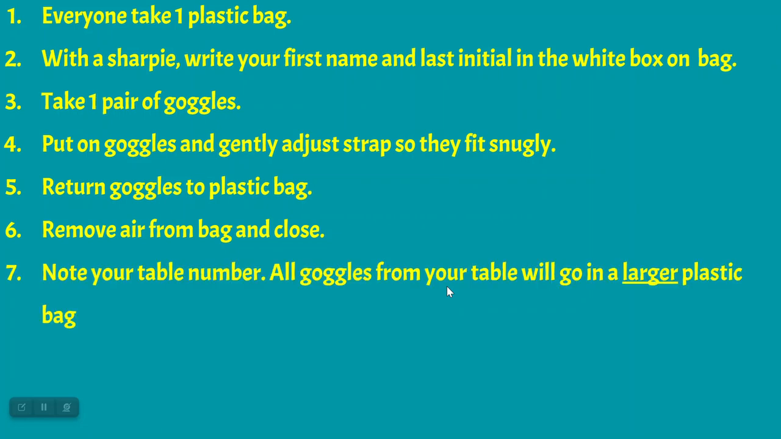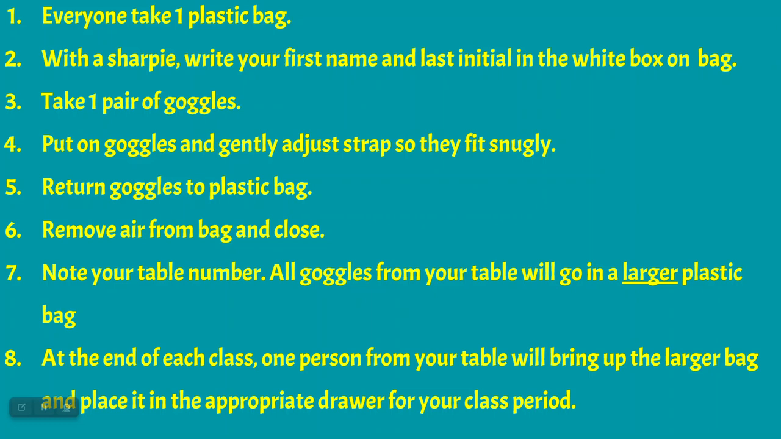All right, now note your table number. Whatever table you're sitting at has a number, and that is your group number. All of your goggles from your table are going to go into that larger plastic bag. Also, you need to know your table number for this ecosystem set of labs, because your ecosystem is labeled according to your table. At the end of each class, all of your goggles go into your individual goggles bag, and those individual goggles bags go in the bigger bag. You'll see that once you're in the classroom.